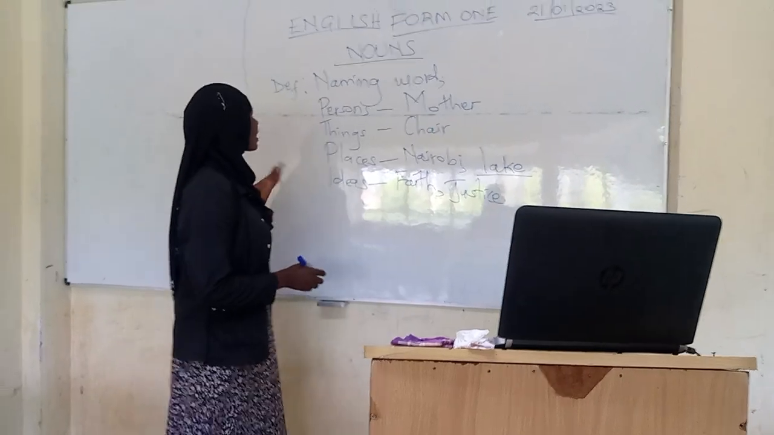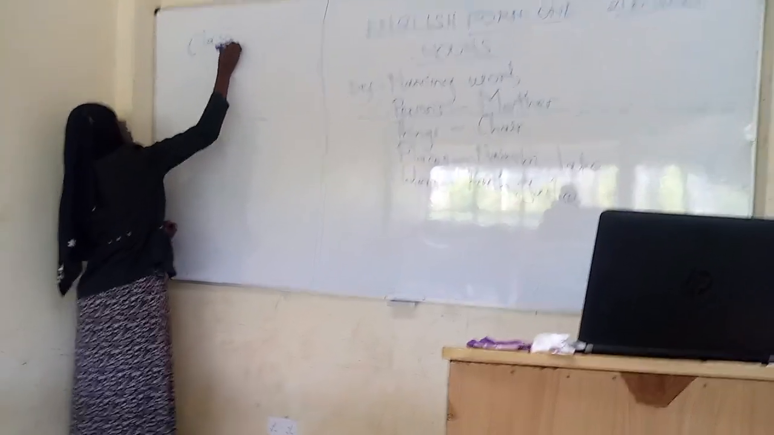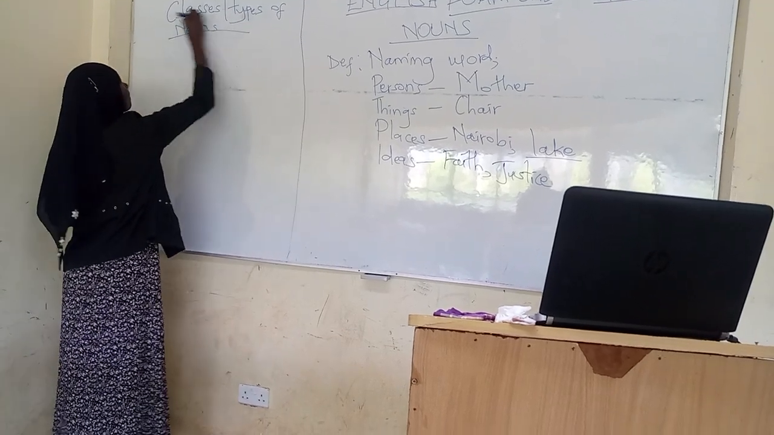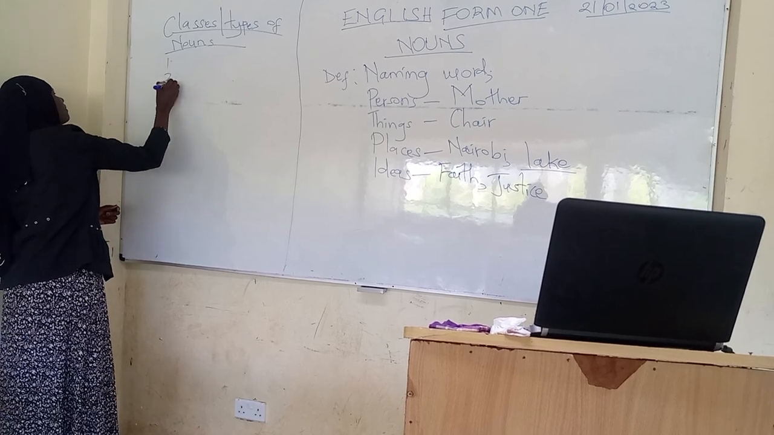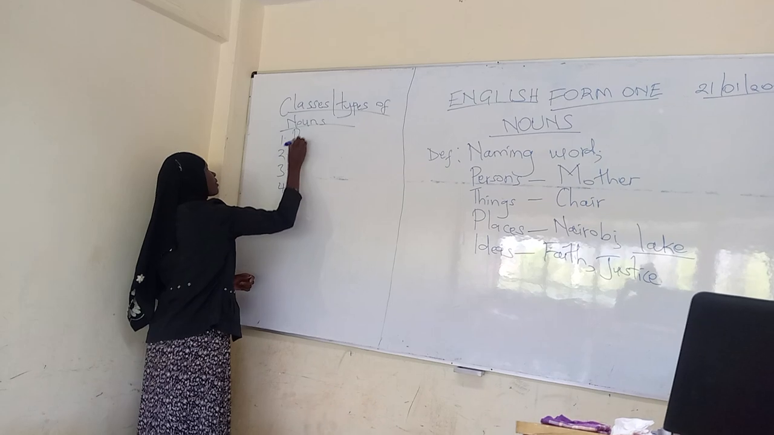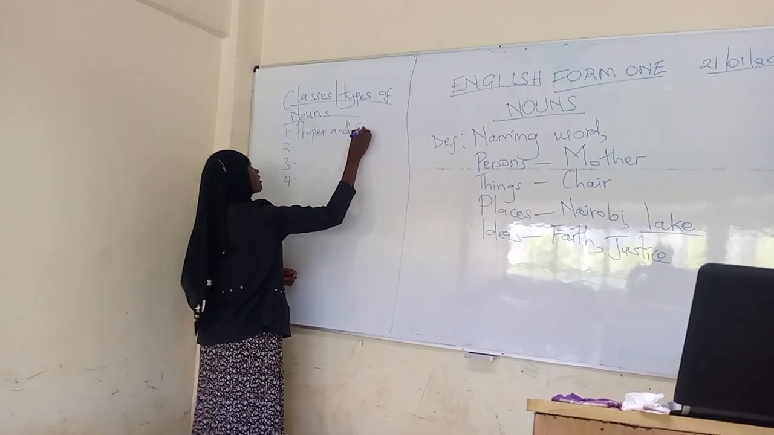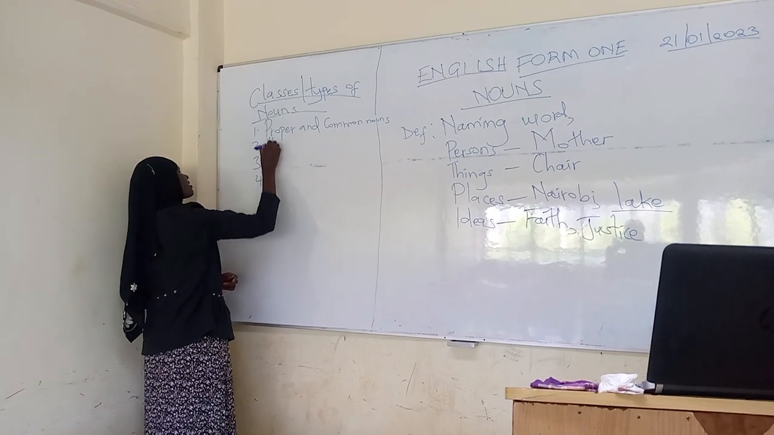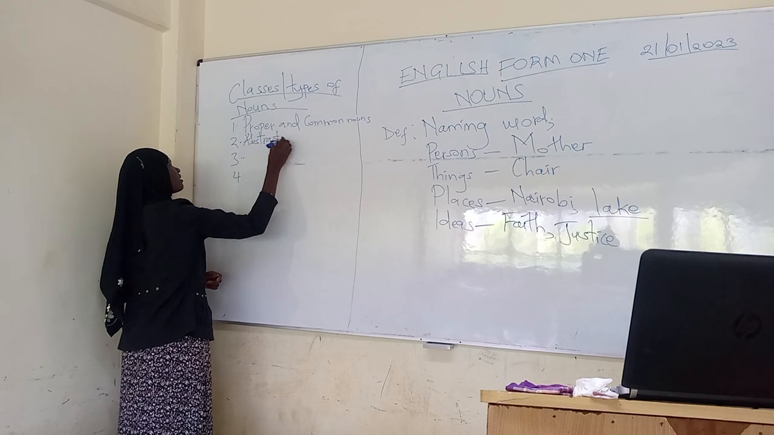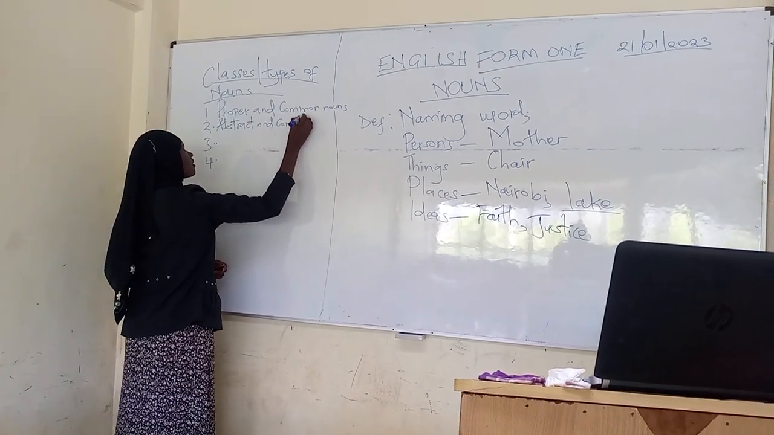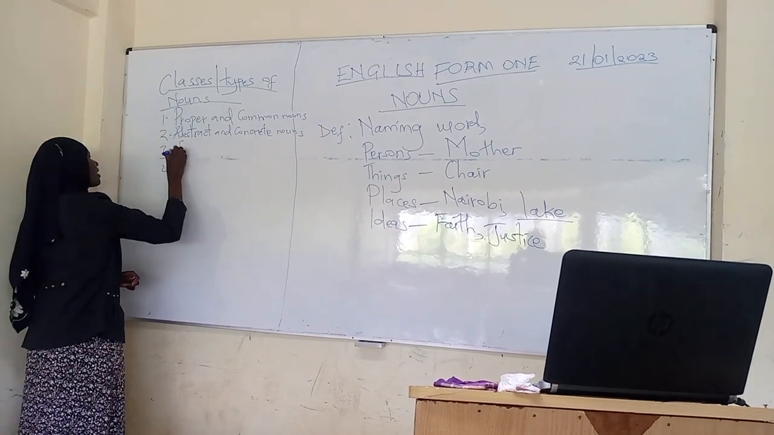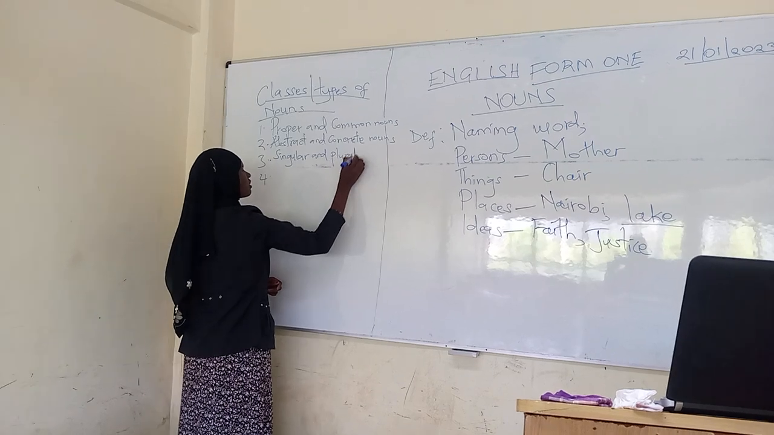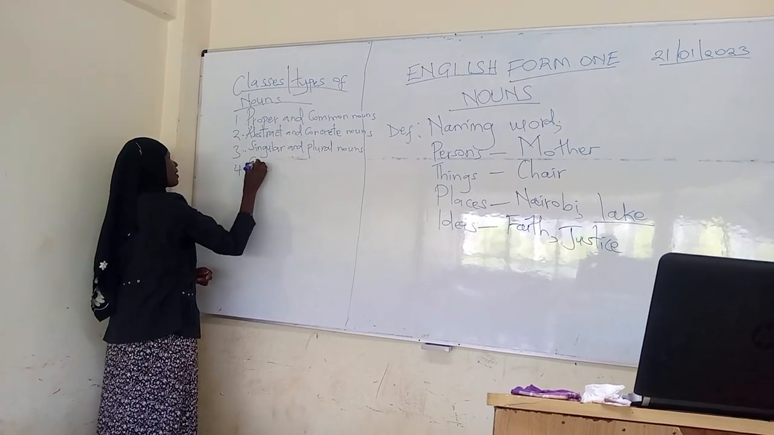Next, let's look at classes of nouns. Classes or types of nouns. Types of nouns, we have a number of them. One of them we have proper and common noun. Next we have abstract and concrete noun. We have singular and plural nouns. We have countable and uncountable nouns.